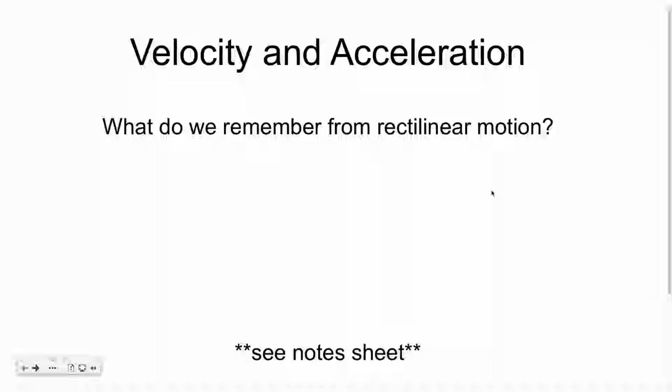Can you think of anything else that I've ever asked you in linear motion? If the acceleration and velocity are different signs, it's slowing down, and if they're the same, it's speeding up, even if they're both negative. Very good. If we have acceleration and velocity going in the same direction, we are speeding up.